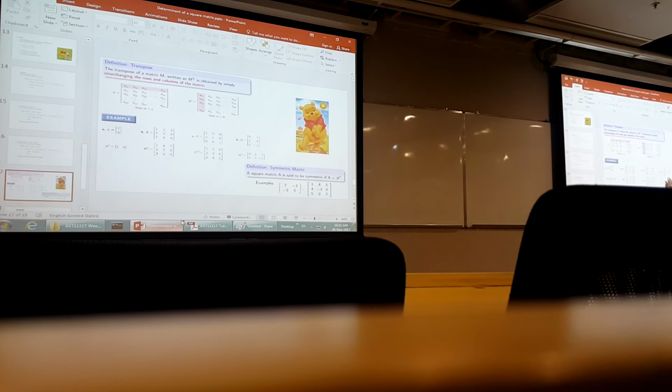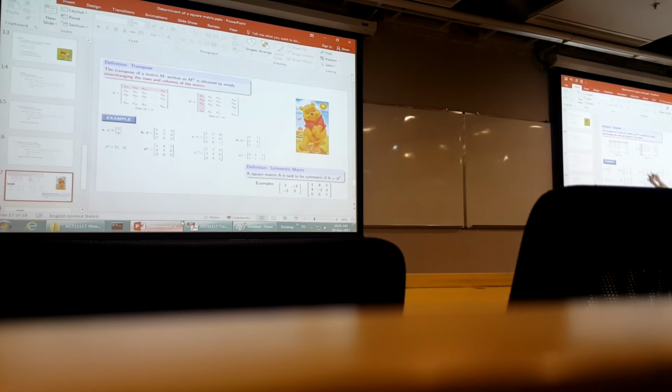This is called transpose. Now, this one is a transpose of this one, or this one is a transpose of this one. And then if you take the transpose of this transpose, first row becomes first column, second row becomes second column. This one, first column becomes first row, second column becomes second row, third column becomes third row. That's why the transpose of the transpose is itself. Okay?